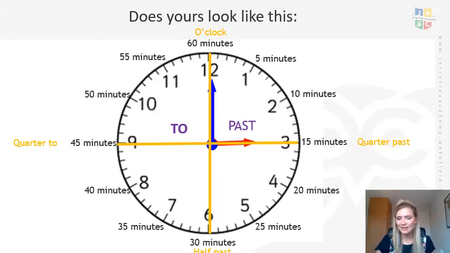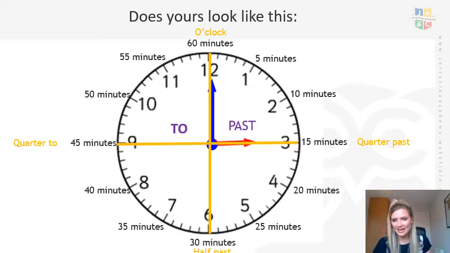Have you then got half past at the bottom, because that's halfway around the clock? Or if you imagine it's like a pizza, a circular pizza, if you've eaten half of it, you'll go right down to the bottom. Then you've got your quarter past on one side, the past side, and the quarter to on the other side, because obviously that's going up to the 12, rather than past the 12. So fantastic if you've understood that.